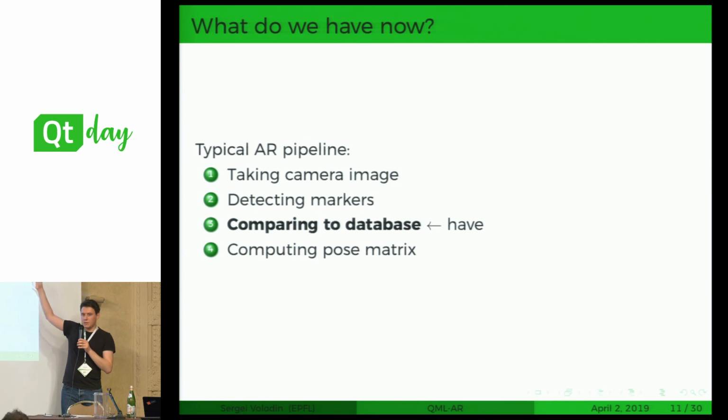So what do we have? A typical AR pipeline is as follows. We have an image which is taken from a camera, then we detect markers, then we compare it to the database of markers that we have, and then we compute the final output, which is the pose of the phone relative to the marker on the image. And from that paper, we only have the third item, which is comparing the image to some kind of a database and detecting markers there, matching it and saying that indeed this is the marker that is present. But everything else is missing.